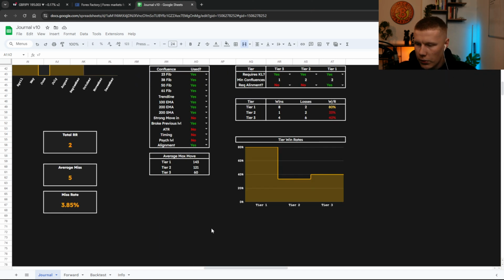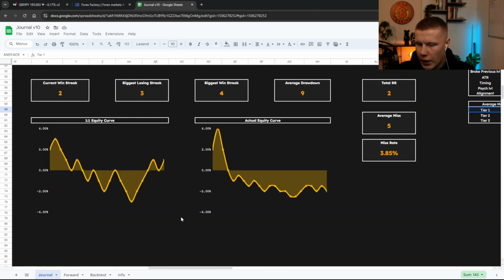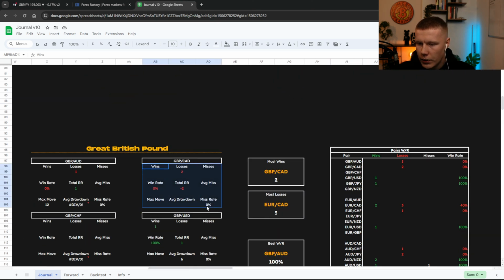What you should see anyway is tier 1 should do the most amount. Yeah, okay, so this is nice. The tier 1 should do the most amount of pips. Tier 2 is second, tier 3 is third. So obviously this means that the more confidence you have in your trade, it's going to do more pips on average. I might also add this to the different little stats here, so you can see tier 1, tier 2, tier 3 average. That'd be good.